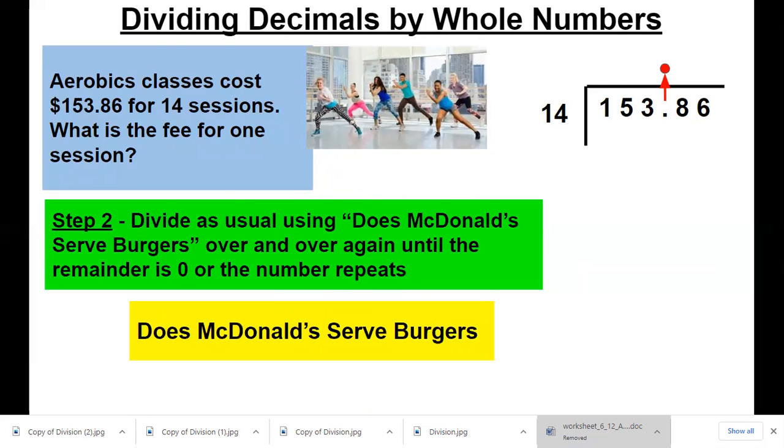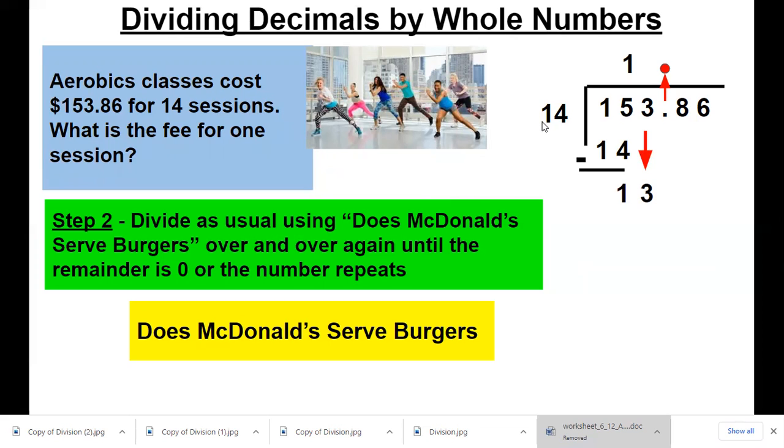Just 1, correct? So we put the 1 over the 5 and then we multiply. 14 times 1 is 14. Now we subtract. 15 minus 14 is 1. And then we bring down. Bring down your 3 and we do it over again.